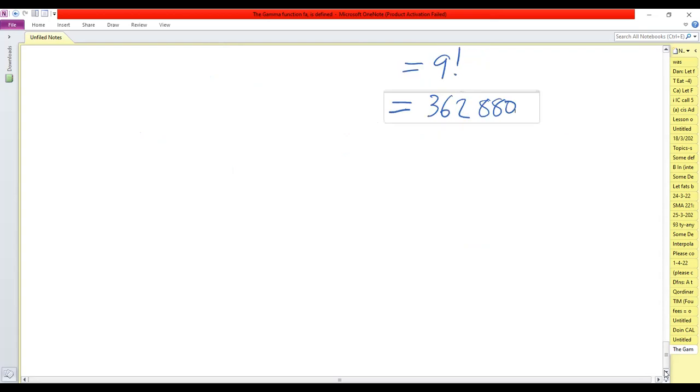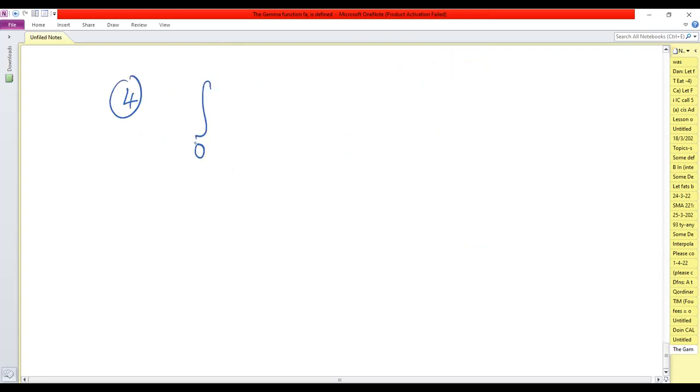And then part 4, we have to evaluate the integral from 0 to infinity of y power 3 e raised power negative 4y and then dy.